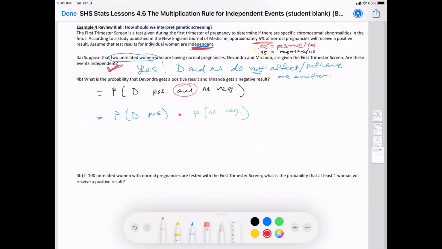So positive would be 0.05. And I'm looking up here, right? Negative is 0.95. And if you multiply those, you will get 0.0475. There is a 4.75% chance that Devondra will have a positive for chromosomal abnormalities, and Miranda will have a negative.